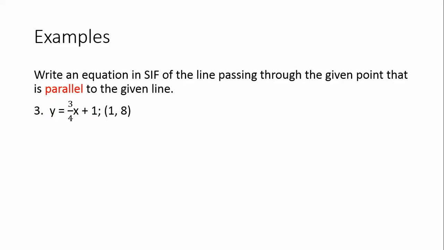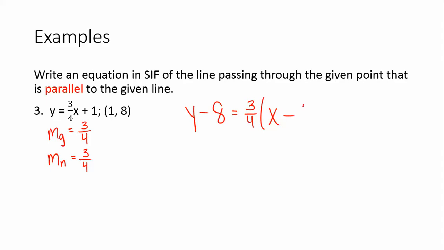Number 3 is y equals 3/4 x plus 1. So we already have it solved for y. We know that the slope of the given line is 3/4. So the slope of the new line is also going to be 3/4 because, again, the line we're writing is parallel to this line. Parallel lines have the same slope. So we're going to use point slope form, y minus 8 equals 3/4 times x minus 1. That's plugging in x1 and y1 from the point that our line goes through.